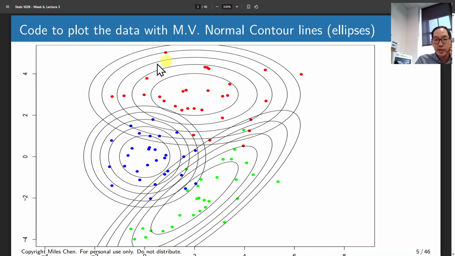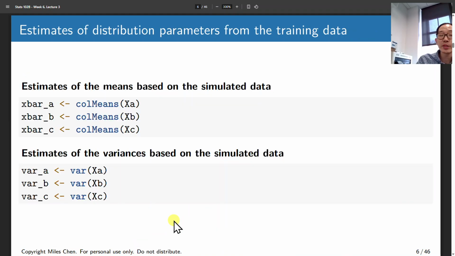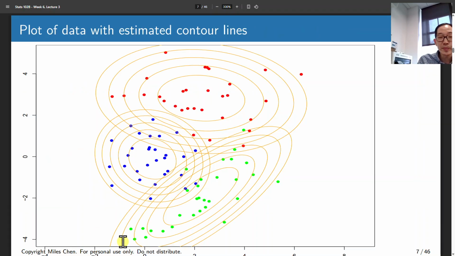These are our generated data points, and these ellipses represent the distributions that were used to generate our data. But if we don't know the exact distributions that were used to generate our data, we have to estimate them. We estimate them by getting maximum likelihood estimates from our data: we calculate the means and the variances of our observations using these internal functions. And so these are our estimated distributions.